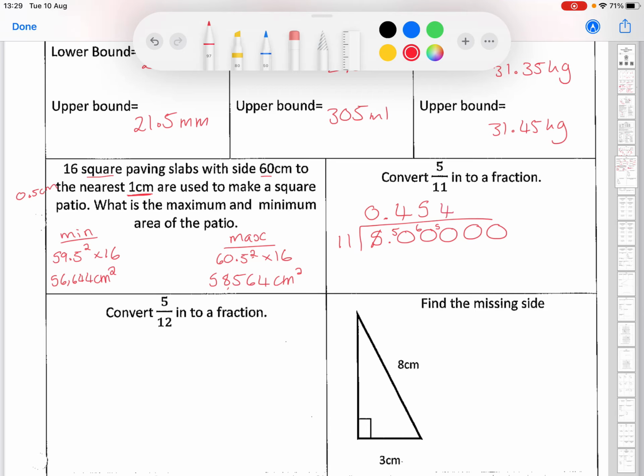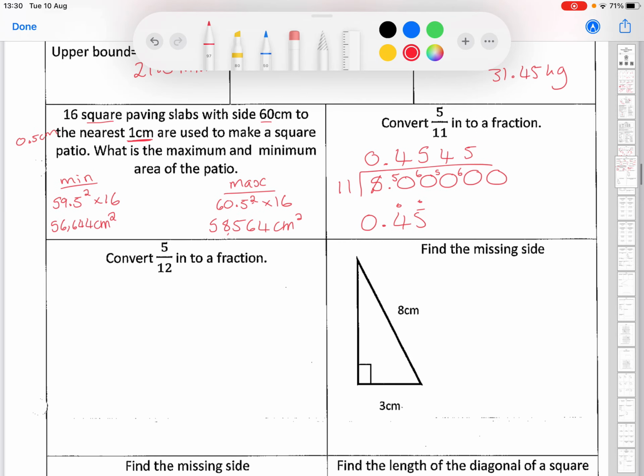And then how many times does 11 go into 50? It would go 4, because 44, with a remainder of 6. How many times does 11 go into 60? Again, we can see a pattern here. It's going to go 5, 4, 5, 4, 5, 4. So it's going to be 0.54. Both of them are recurring, so you need dots above both of them.